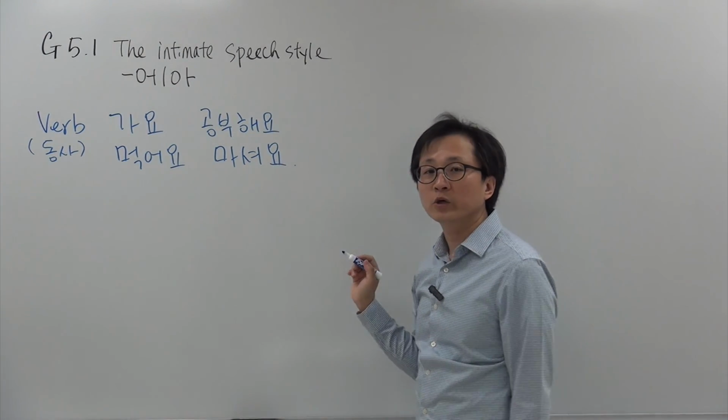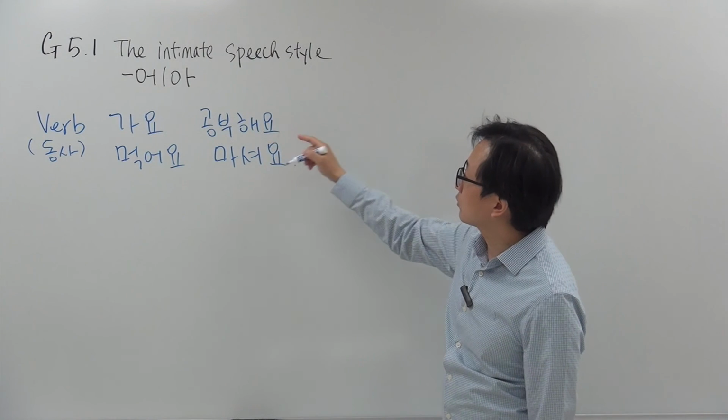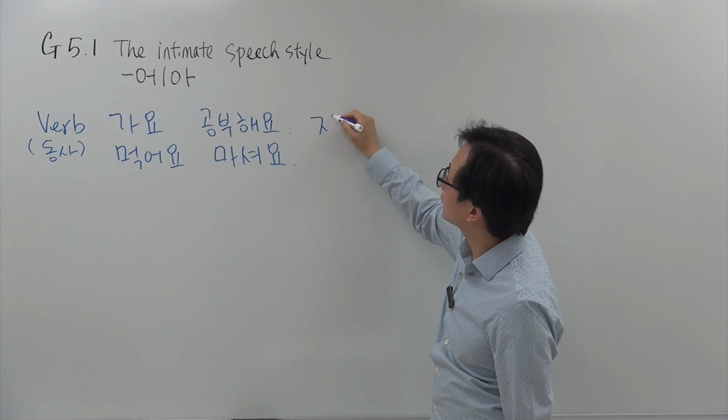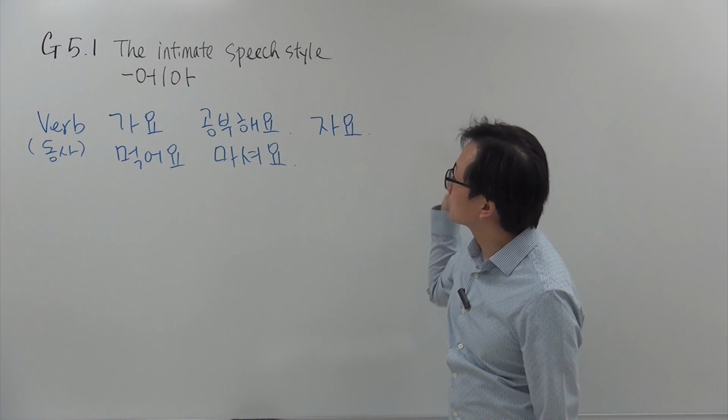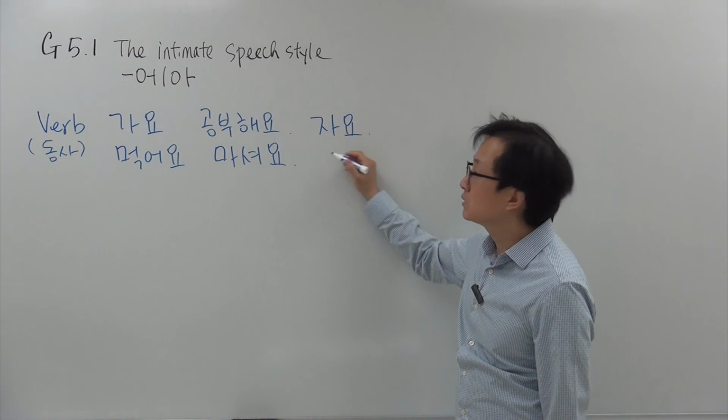어요, 아요 스타일. 또 뭐 있죠? What kind of verbs have we learned so far? 또 공부하다. 또 뭐 있죠? 자다, 자요. 또 뭐 있어요? What else? 일해요.